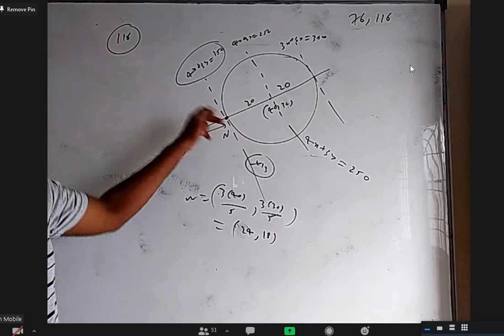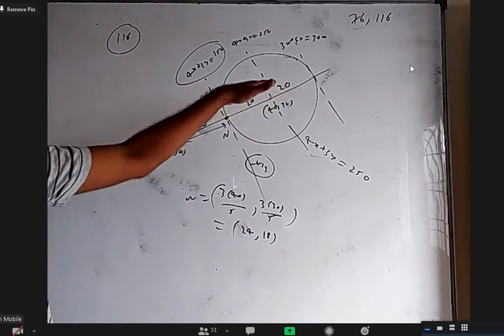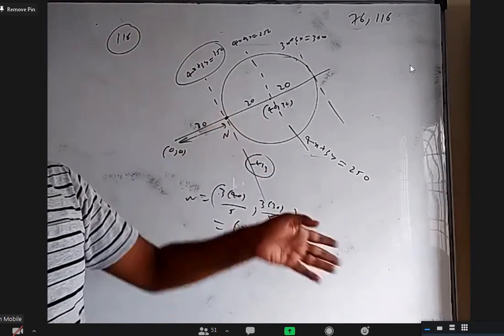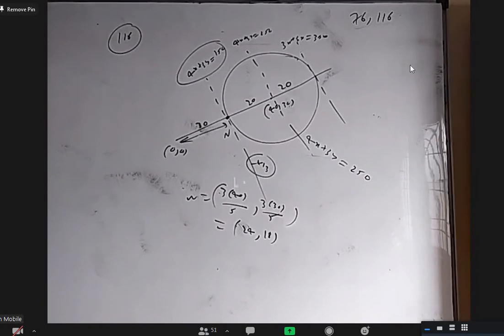Otherwise, find this point and do S1 equal to 0, or find the slope of the line joining the center and the point, and then with that slope find the two tangents. See which is nearest. Okay, anybody any other doubt you want to ask?